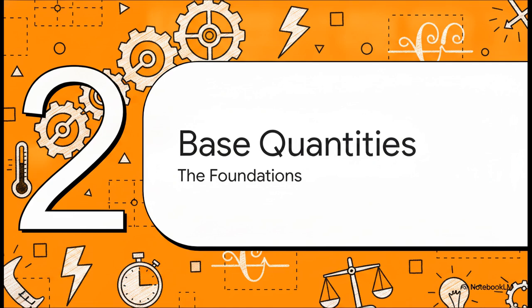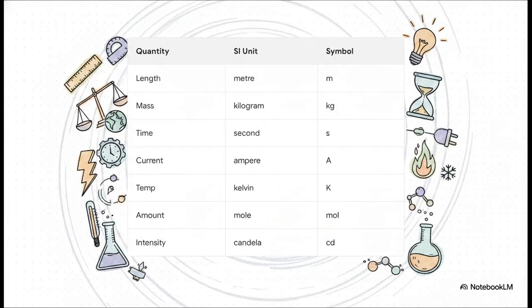All right, moving on to Section 2, base quantities. So if units are our language, these fundamental quantities are the alphabet. They are completely independent. You can't define them from any other physical quantities. And here is that alphabet, the 7 SI base quantities. We've got length in meters, mass in kilograms, time in seconds, electric current in amperes, thermodynamic temperature in kelvins, amount of substance in moles, and luminous intensity in candelas.